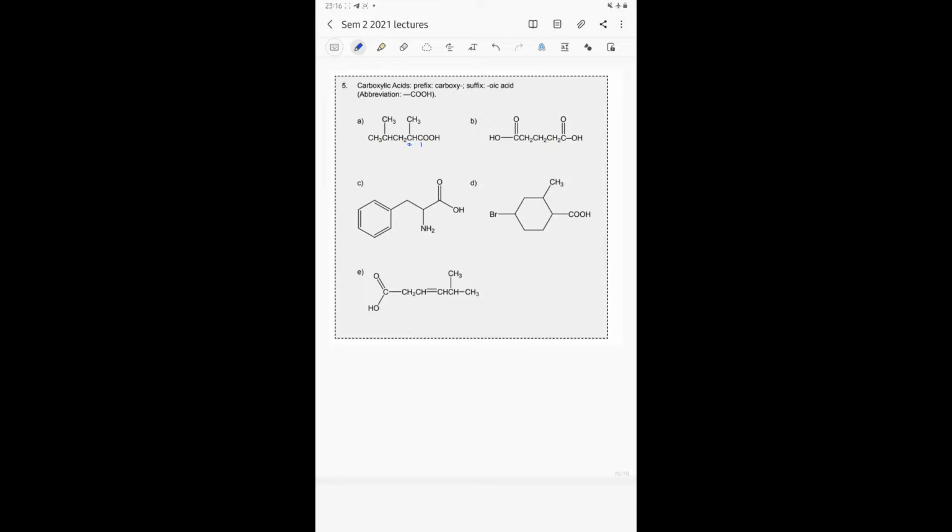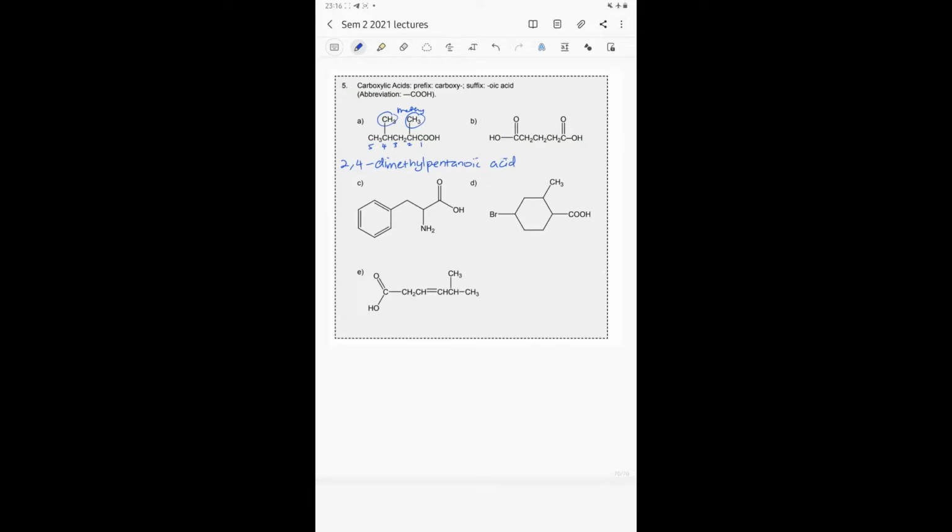So 1, 2, 3, 4, 5. We have methyl at carbon number 2 and carbon number 4. So the name is 2,4-dimethyl, 5 carbons, pentanoic acid. Make sure there is a space between pentanoic and acid.